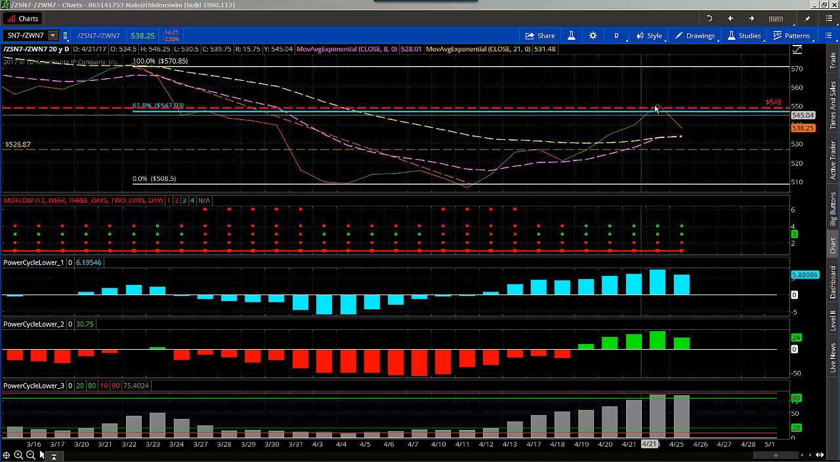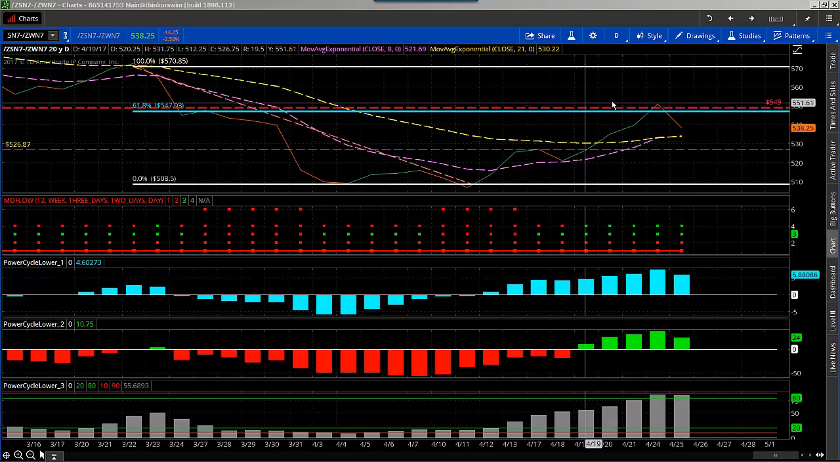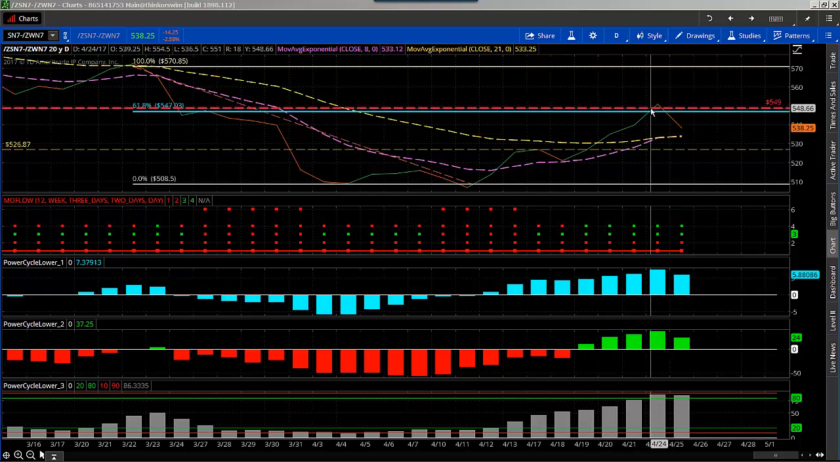And the great thing about these types of spreads, they're not correlated to the broad market indexes. So even if the S&P had been going down, this is still just doing its own thing.